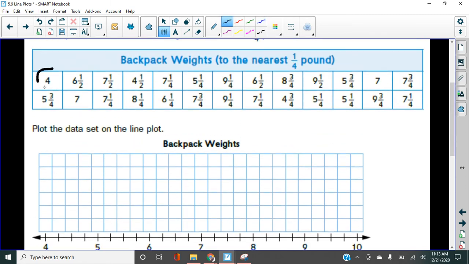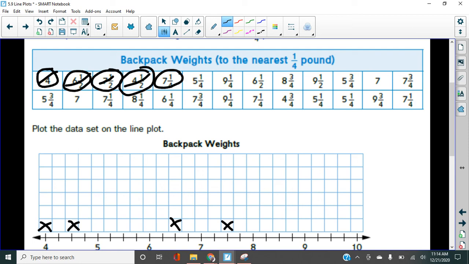So the first kid had 4 pounds. So put an X right here on 4. And the next one had 6.5. So 6.5, where does that go? Well, right here between 6 and 7. Then 7.5. And we'll do 4.5. I would cross these off as you go. What happens a lot of times when somebody doesn't solve these right, they don't quite make the line plot correctly. And this is the last one I want to show you.